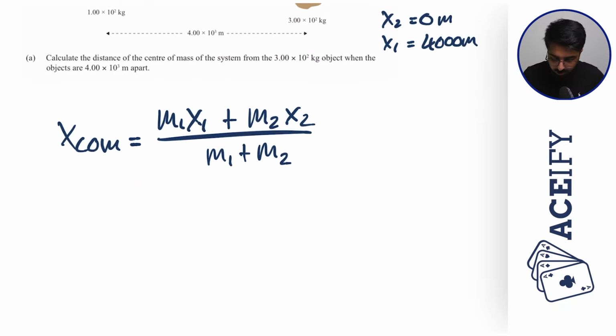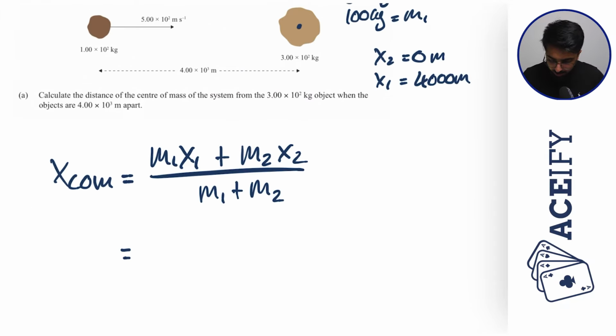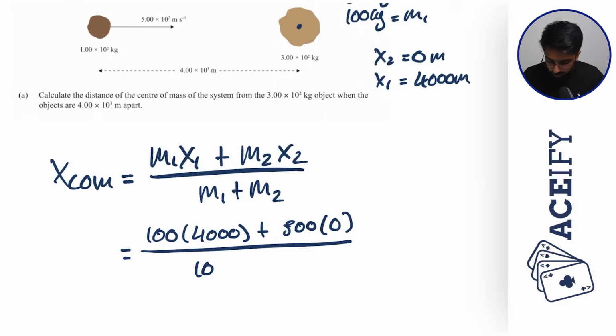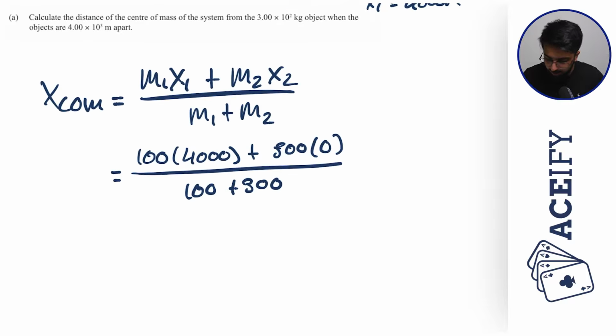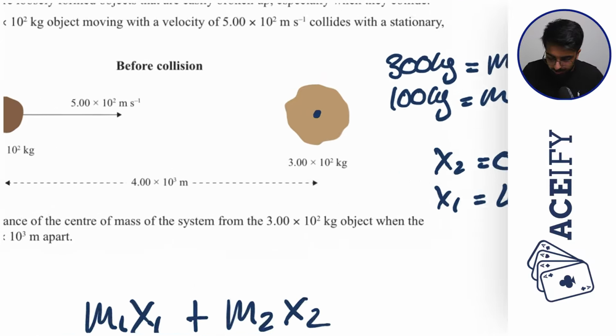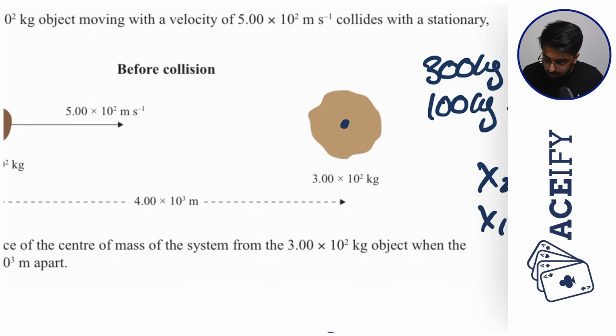Okay, now we can just simply plug in our numbers. m1 is 100 kg times x1, which is 4,000, plus our 300 kg mass times x2, which is 0, all over 100 plus 300. And therefore, as we know, this cancels out. And so therefore, this gives us a center of mass of 1,000 meters. There we go. And so we know this is 1,000 meters from our 300 kg mass. So that probably is like right there, okay?